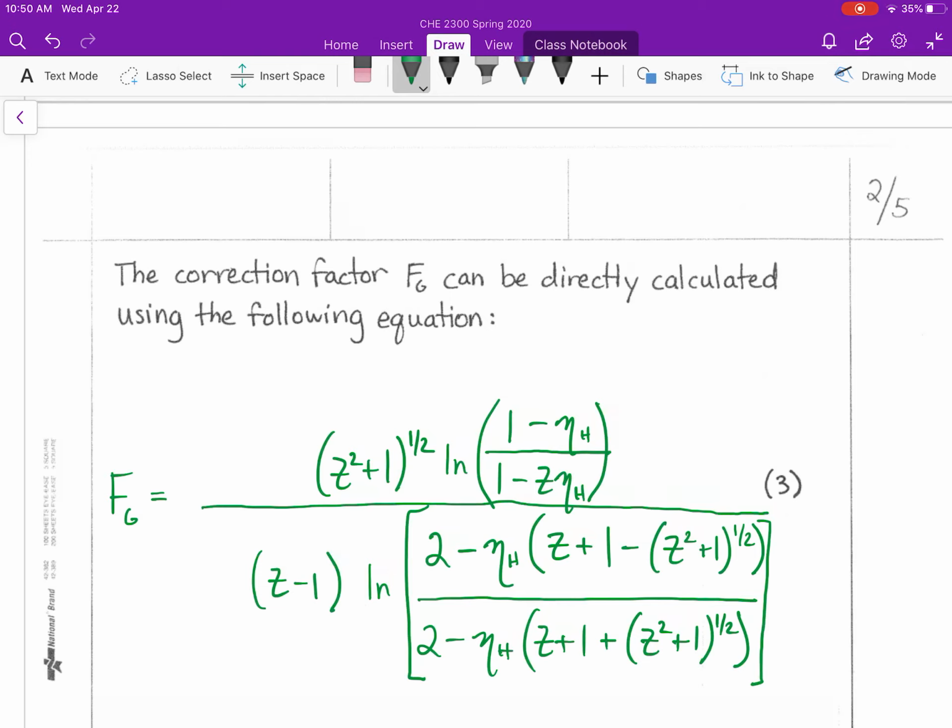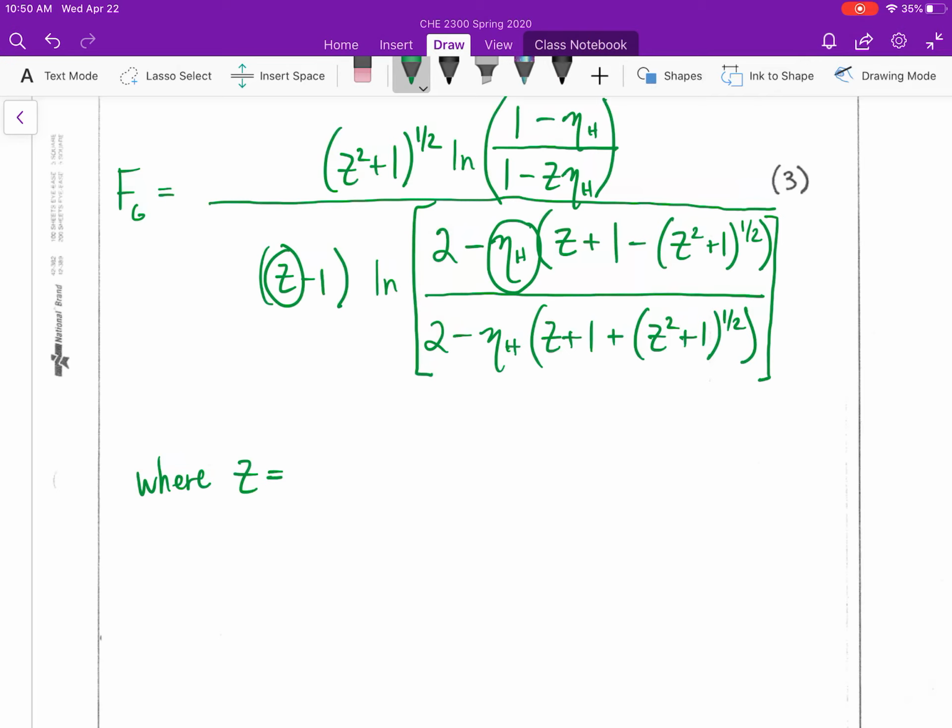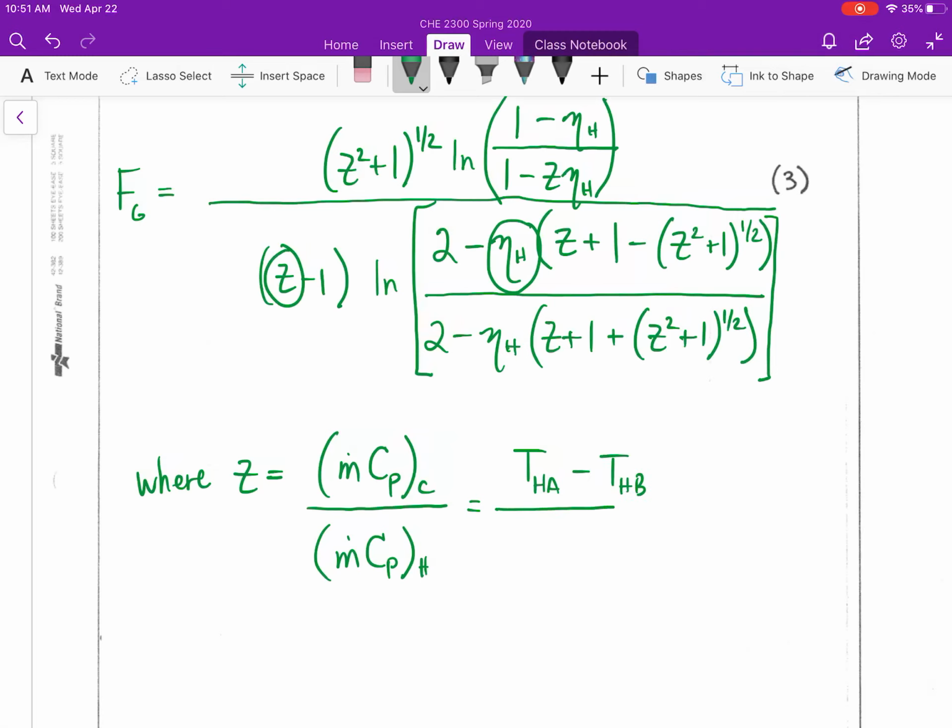So what are z and eta h? Z is equal to the mass flow rate and the specific heat of our cold stream divided by the mass flow rate and the specific heat of our hot stream, which is all equal to the temperature difference of the entering and exiting hot stream, and the temperature of the cold stream leaving minus the temperature of the cold stream entering the heat exchanger.